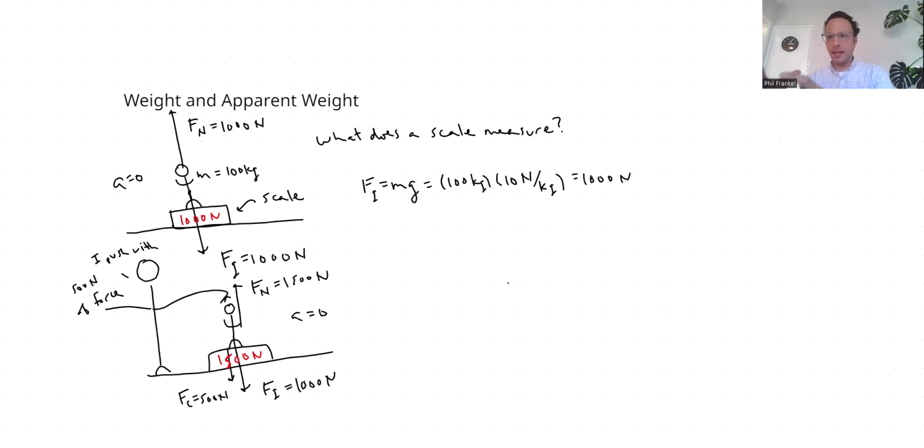So yeah, you put an object on a scale, you press down on the object, and the scale reading goes up, even though the weight of the object hasn't changed. The object still has the same mass, the Earth's gravitational field hasn't changed. So I'll answer the question that I posed above. What does a scale measure? A scale measures the normal force that the scale exerts on an object. Okay, great.